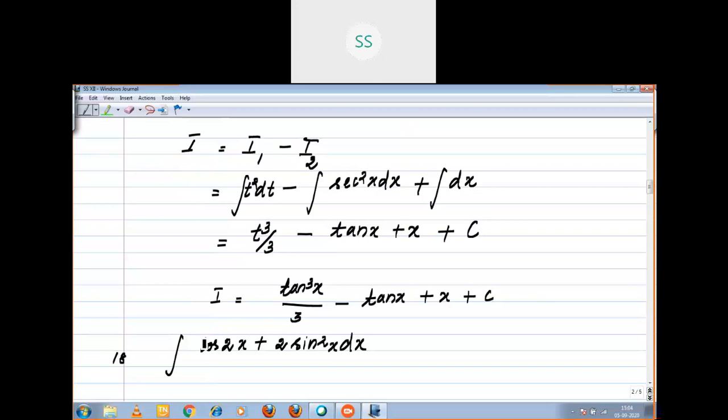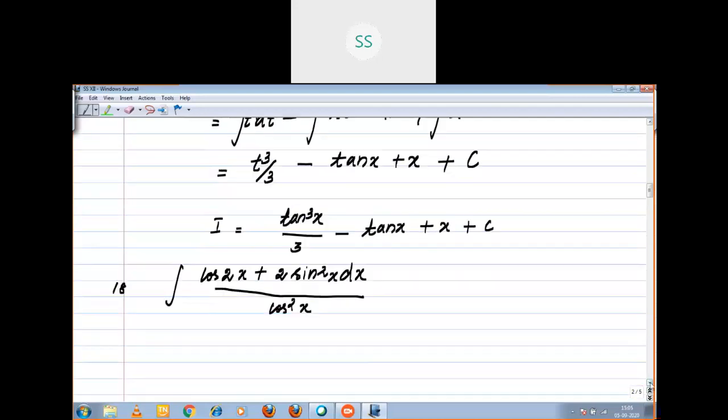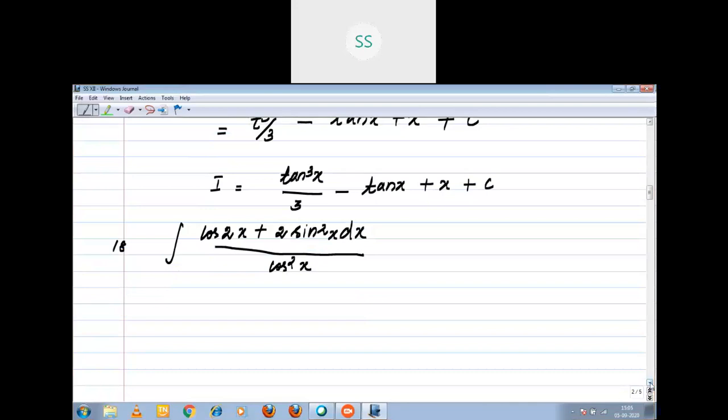Here also I am going to adapt divided by cos square x. Here also I am going to adapt a trigonometry identity, right? Using the trigonometry identity, I am going to replace cos 2x. I is equal to integral 1 minus 2 sin square x plus 2 sin square x into dx.